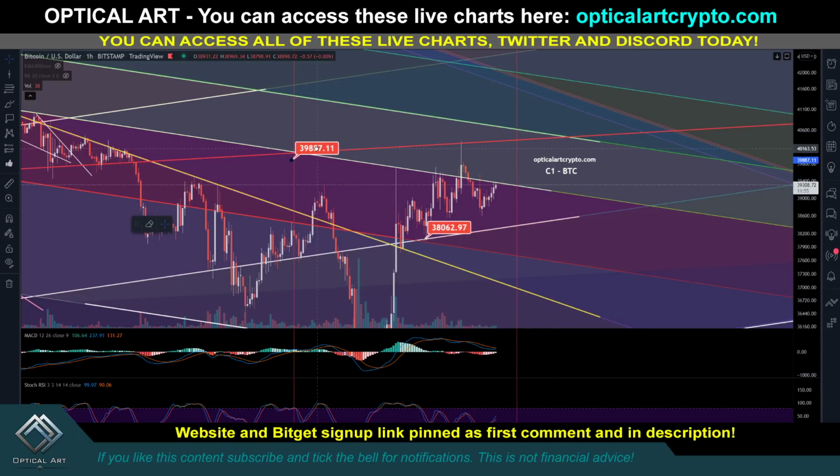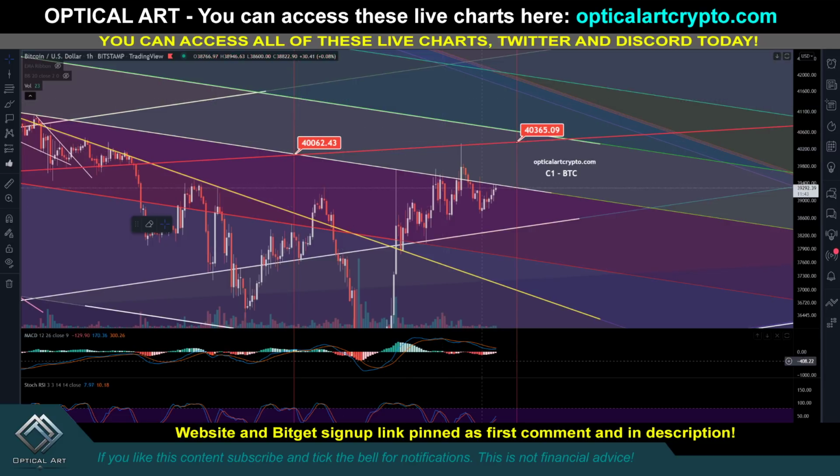So just take a price label and put it right where these intersect, right? So right here is 40,062, and right here where it intersects is around 40,365. So we have the time, 23rd of February, 27th of February, we have the price target, right? So 40,062.